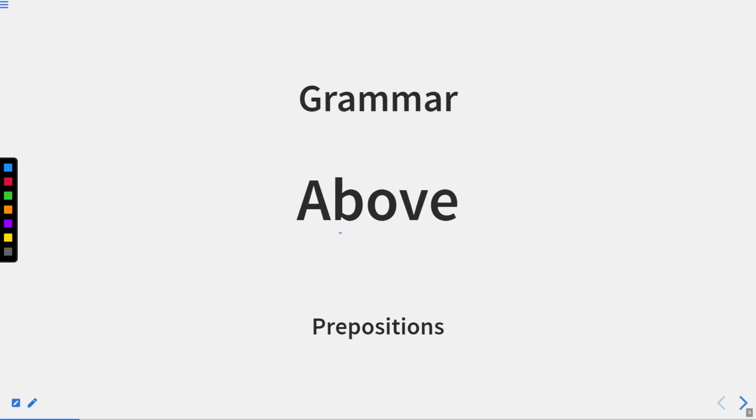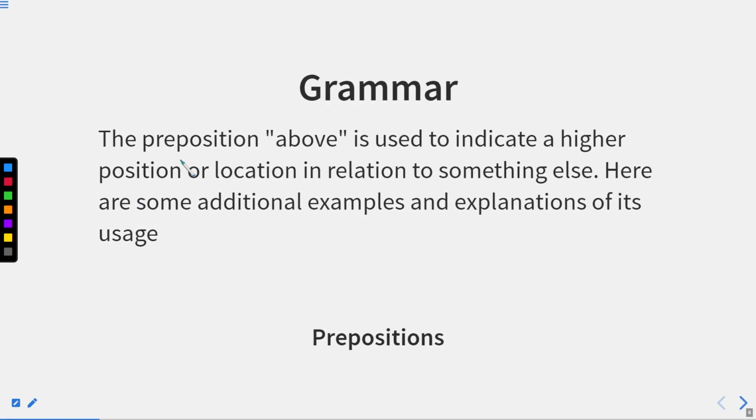First of all, we'll read the preposition above. Now above shows something which is higher to us, or we can say that beyond our height. For example, a person is standing over here, that is A, and something is above him, it means it is beyond his height. So we are going to discuss preposition above in this session. Let us discuss the definition. The preposition above is used to indicate a higher position or location in relation to something else. Here are some additional examples and explanations of its usage.